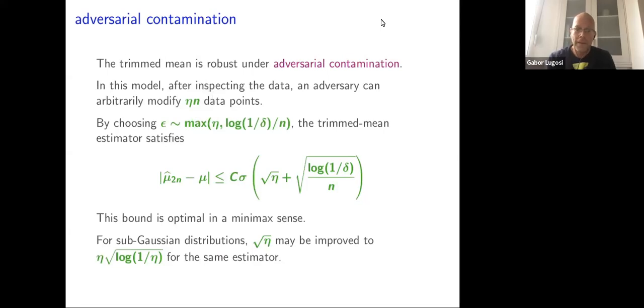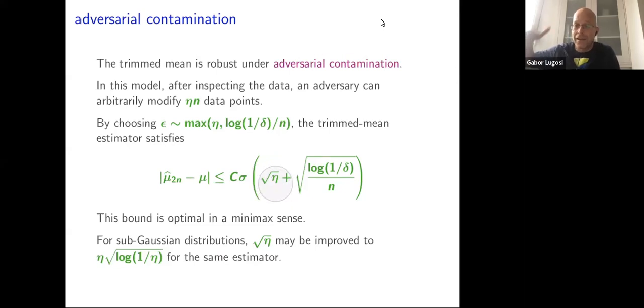It can do anything. But now, if we choose epsilon to be a constant times the maximum of eta and log 1 over delta over n, where eta is the contamination level and log 1 over delta divided by n is what we had before, then the exact same analysis goes through. You can go back and look at what I did, and you see that this eta fraction is not going to change anything. So with probability 1 minus delta, the error of the trimmed mean estimator is bounded by the second term, which is what we had before, and the first term, the price we pay for contamination, which is sigma times square root of eta. And it's very easy to see that this is exactly the right quantity. You cannot hope to replace the square root of eta by anything else.